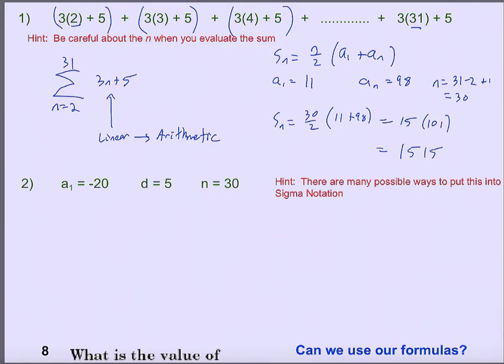It would help if I could add. That's 109, not 101. So that is 1500 plus 135, or 1635, I think.